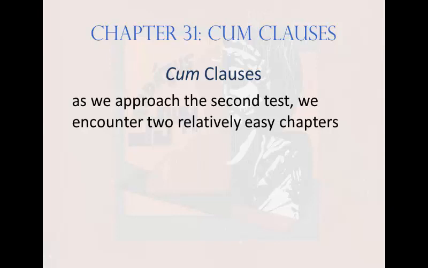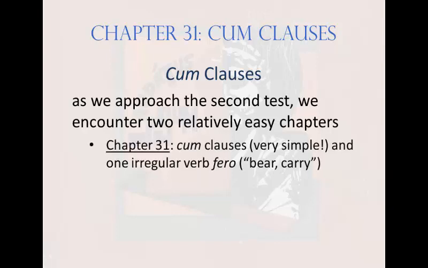The next two chapters are reasonably easy, at least by comparison to their immediate neighbors on either side. In this chapter, we'll address a very simple type of subordinate clause, the cum clause, along with one irregular verb, fero, meaning bear or carry.